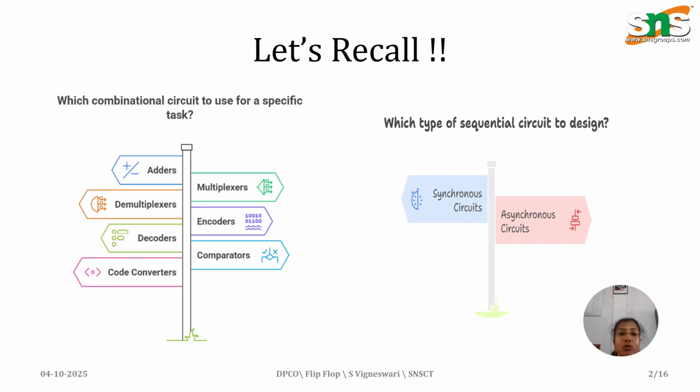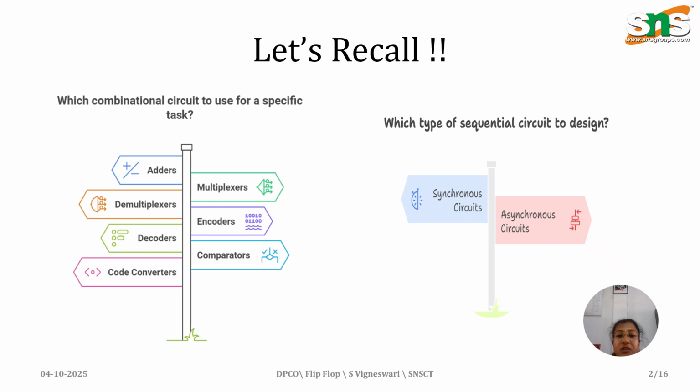So before moving into the topic of flip-flop, let's recall what a combinational circuit is, which we discussed in the previous video. A combinational circuit is used for a specific task without any memory element being used there. It could be simple arithmetic and logical operations like adders, multiplexers, comparators, encoders, decoders, and code converters. But here, since we lack a memory element, we switch to sequential circuits.